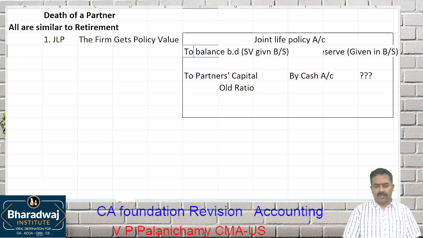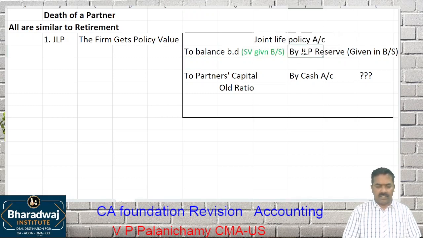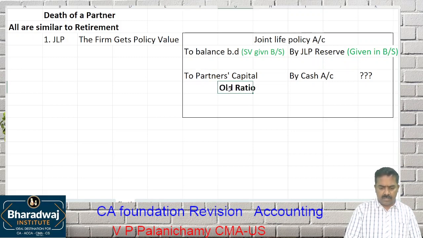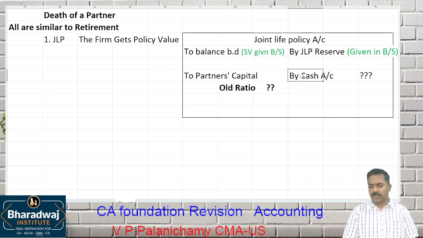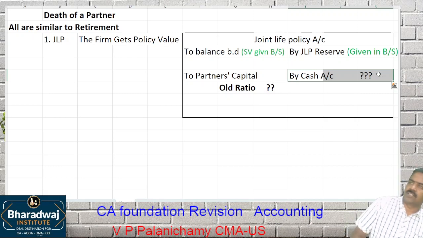I repeat, what is this opening balance? Surrender value given in the balance sheet. By joint life policy reserve is nothing but the reserve given in the balance sheet. To partners' capital, we will transfer in which ratio? Old ratio. The amount of cash depends on the policy value.